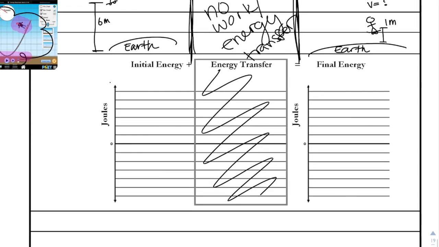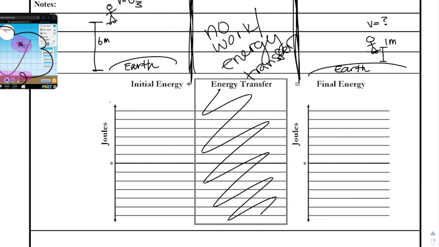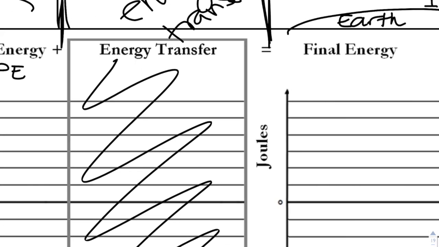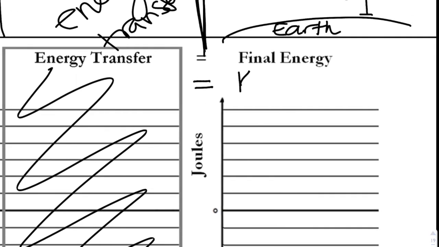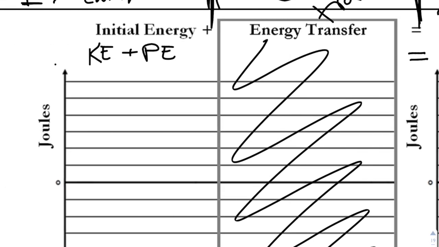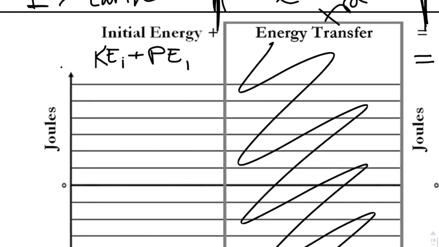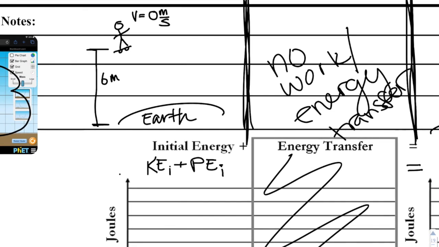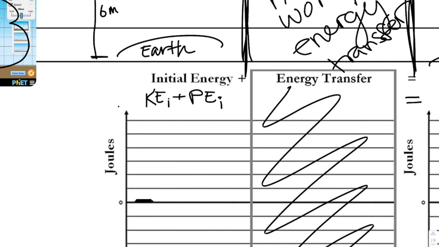All right. So now we're going to go ahead and use our conservation of energy bar charts. So the initial energy, we're going to talk about energy is kinetic plus potential. We have no work, right? So then we're skipping the energy transfer, equals the kinetic plus the potential. Notice I'm putting an F for final energy, and I'm going to add an I for initial energy.